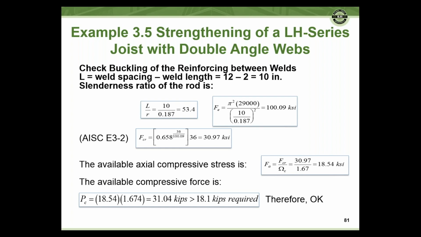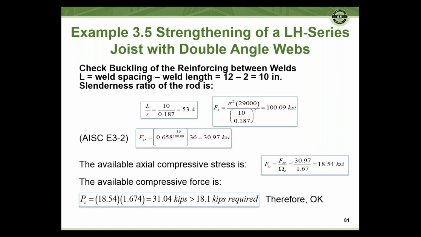Our slenderness ratio is 53.4. So we plug that into our F sub E equation, and we get F sub E as 100.09. Our critical stress for the rod is now 30.97. Remember, we're using 36 KSI steel.